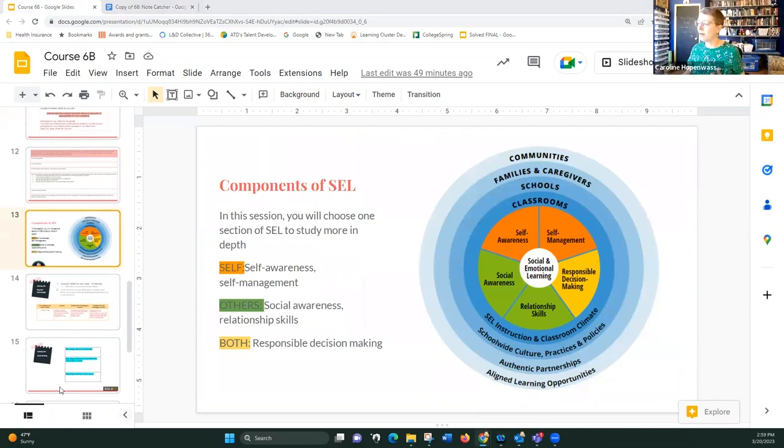So I want you to think about these big topics: self-awareness and self-management being the self, social awareness and relationship skills being others, or responsible decision-making being both. For the purposes of our time together today, which one would you like to focus on right now? You're going to have access to this Padlet and all of the resources on it afterwards. But what I'd like us to do, and I'm going to put the link to the Padlet in the chat as well, as it is on your note catcher.